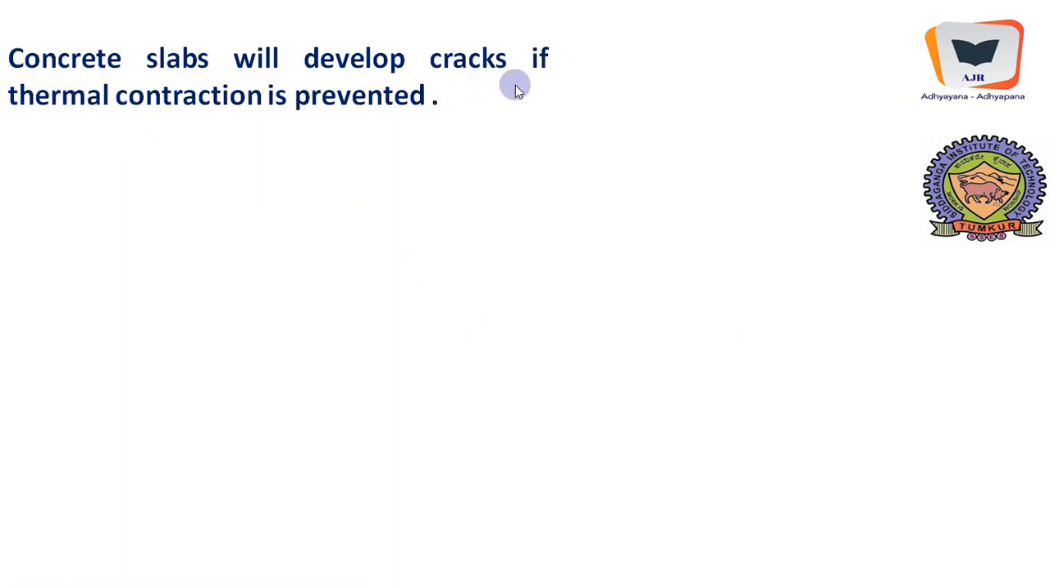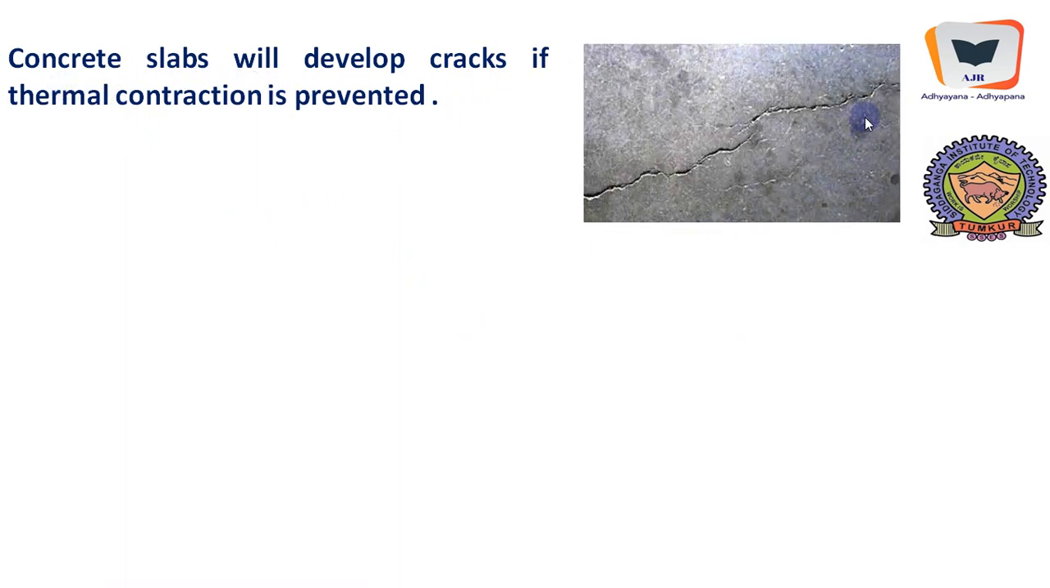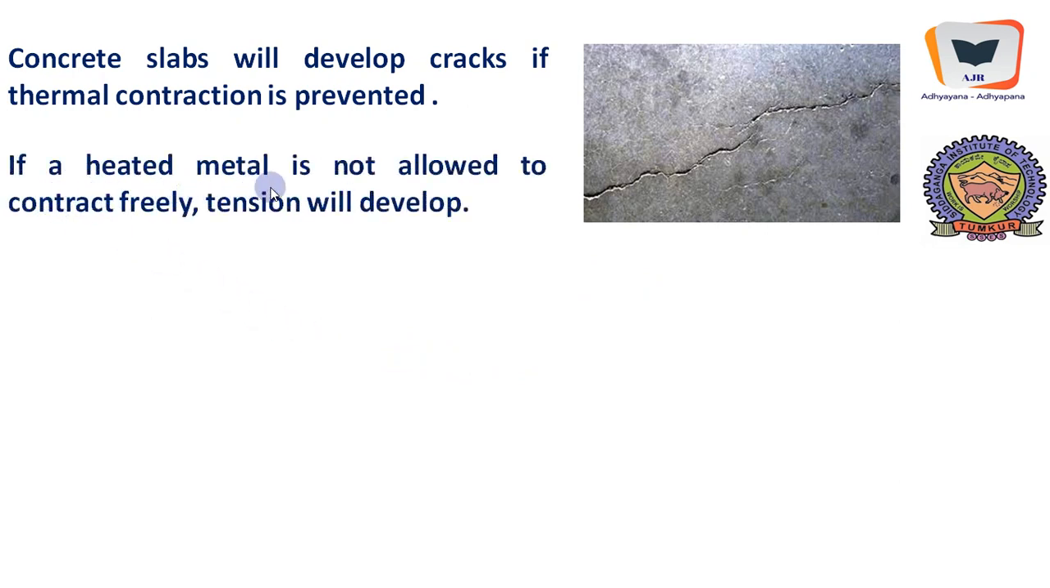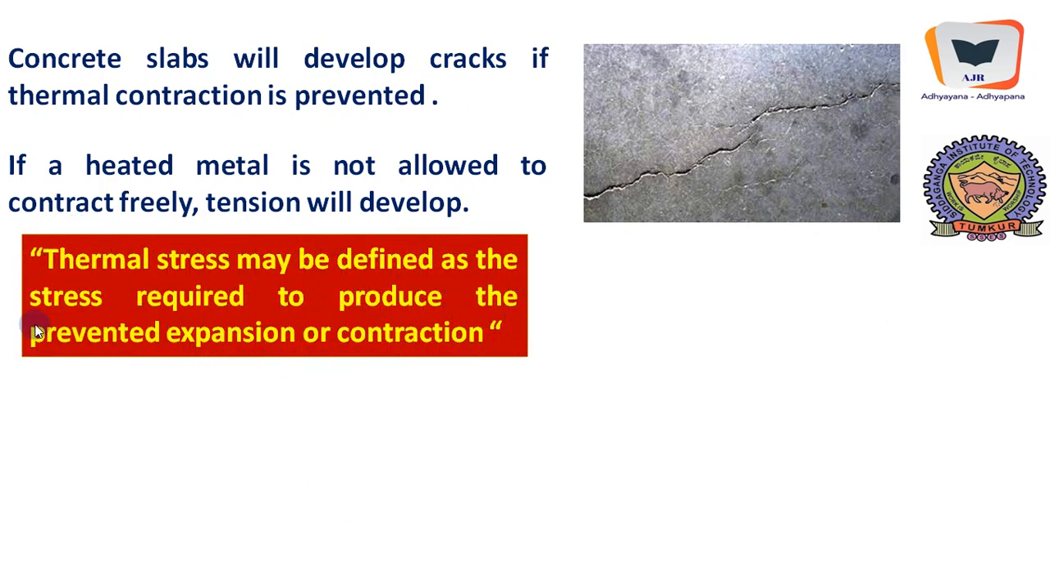Concrete slabs will develop cracks if thermal contraction is prevented, something like this. This is a thermal crack. It is very easy to identify whether a crack that is formed in the concrete is thermal or not. If a heated metal is not allowed to contract freely, tension will develop, as we said earlier. Therefore, we used stresses of varying nature, of varying degrees, in order to cause strains.